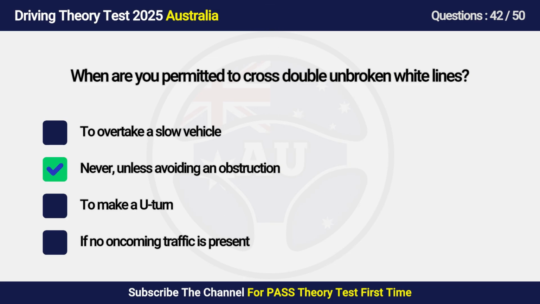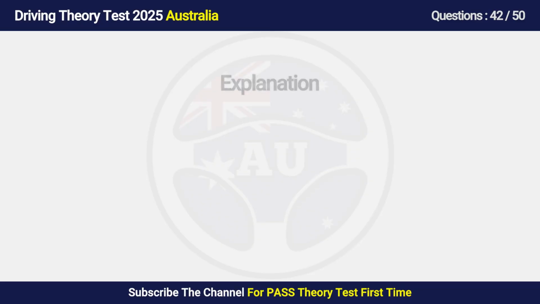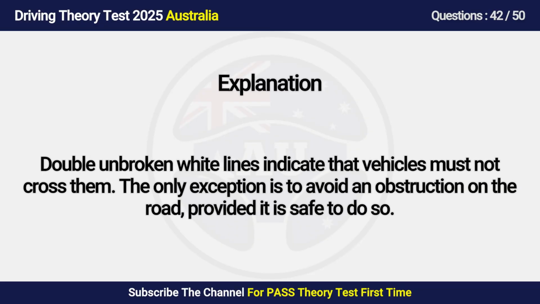Answer is B. Never unless avoiding an obstruction. Double unbroken white lines indicate that vehicles must not cross them. The only exception is to avoid an obstruction on the road, provided it is safe to do so.